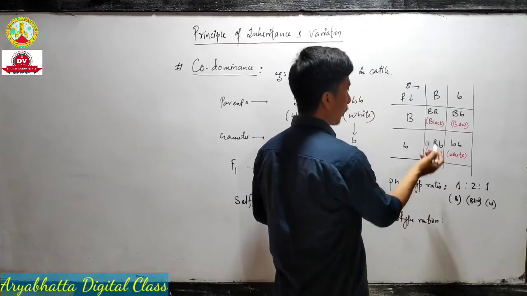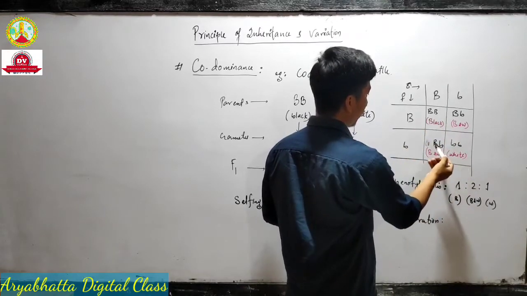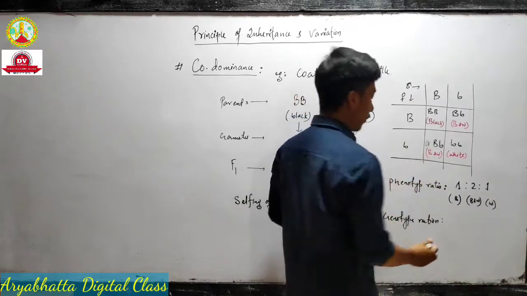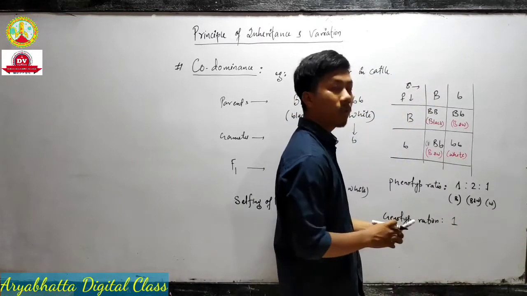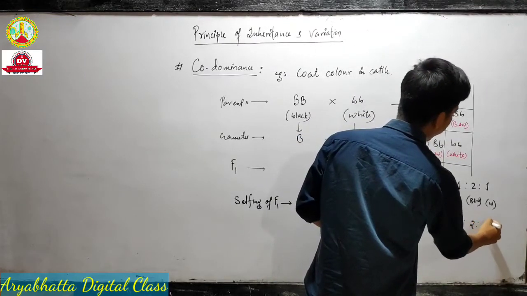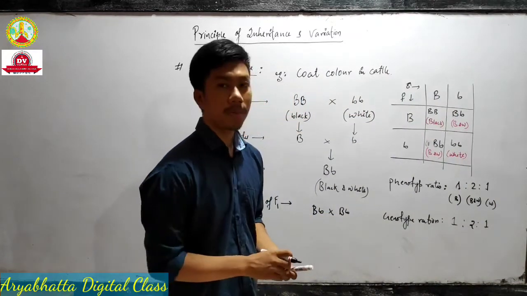So genotype: find out the same letter, capital B and capital B. Is there any capital B, capital B? No, there is only 1 capital B, so we write 1. Then again capital B, 1 small b. How many? 2 are there. So 2. And small b, 1. So that is our genotypic ratio.